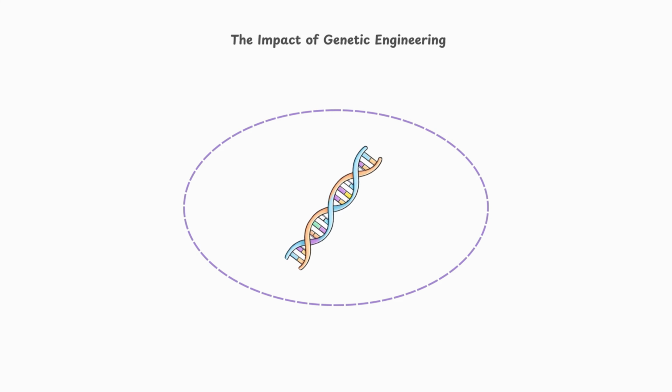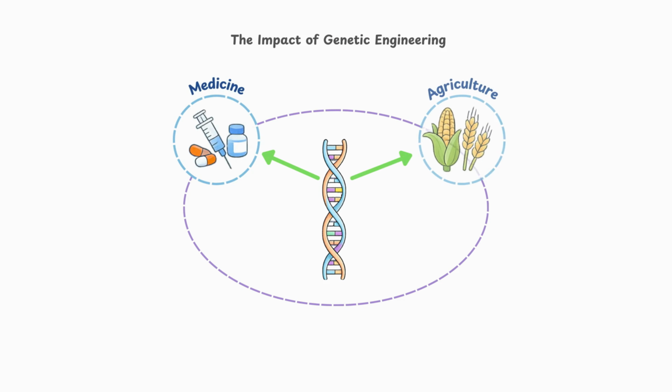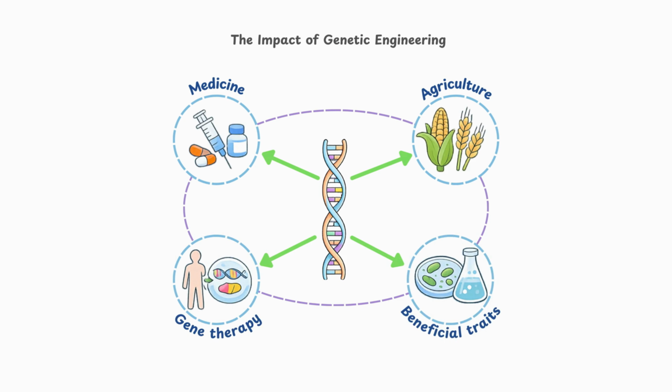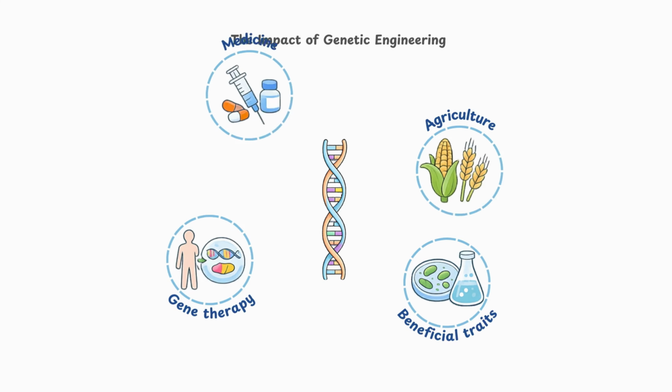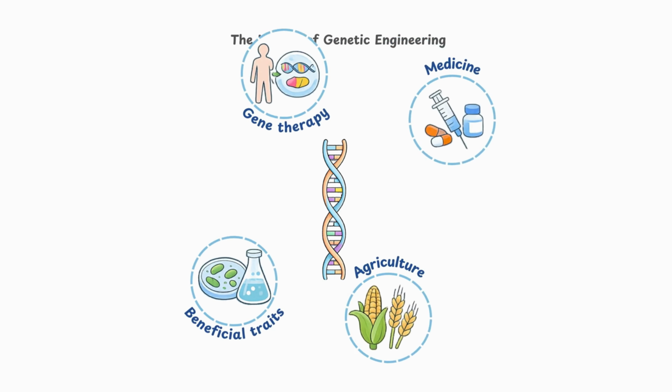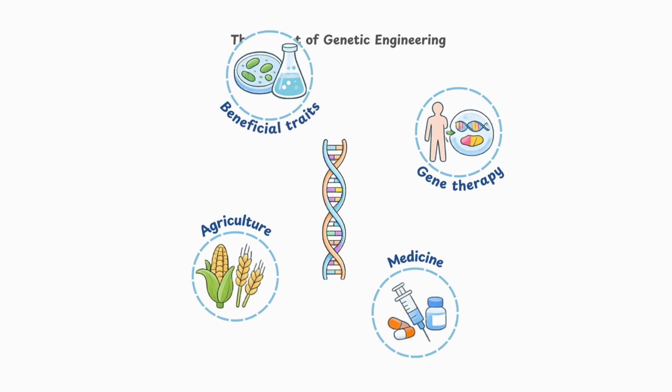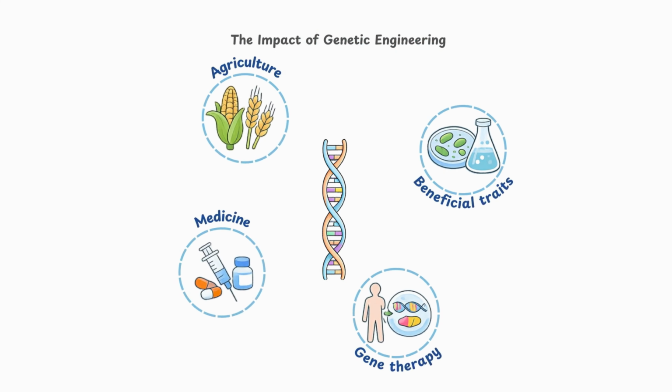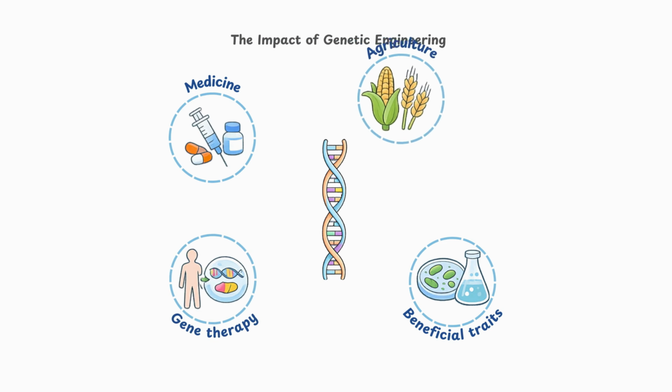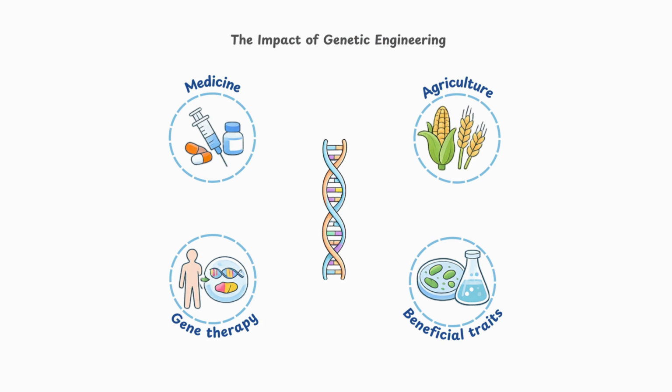As we have seen throughout this lesson, genetic engineering has become one of the most important developments in modern science. To conclude, genetic engineering has revolutionized medicine, agriculture, and many other fields. It enables us to modify organisms to produce beneficial traits, such as disease resistance, higher crop yields, and medical treatments like insulin production. As technology advances, the potential applications of genetic engineering are endless, but they also raise ethical questions that must be carefully considered. It's a tool that continues to shape our future in profound ways.